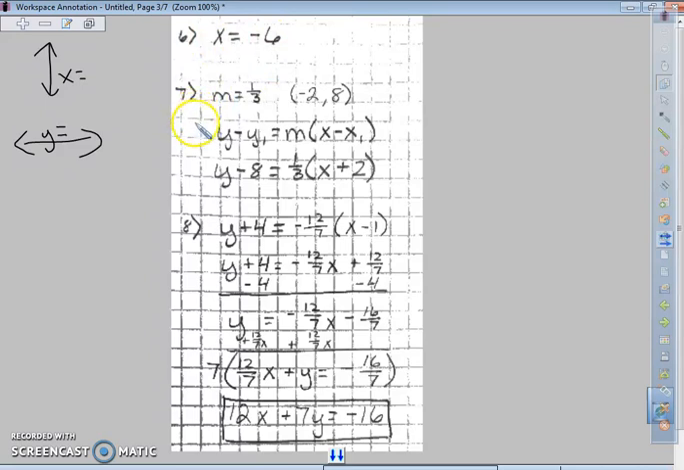Number 7, point slope. Don't overthink point slope, okay? You put your slope in, and then right here, you just put the x value in, you put the y value in right there, and that's it. That's all you have to do. If we need to manipulate it out of there, we can, but for right now, that's all we need to do.